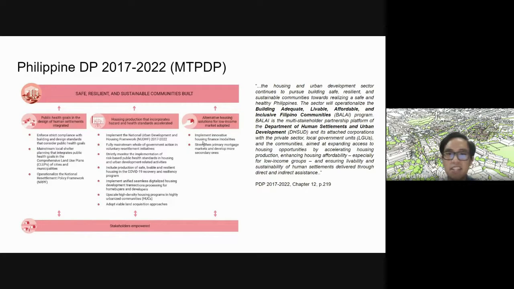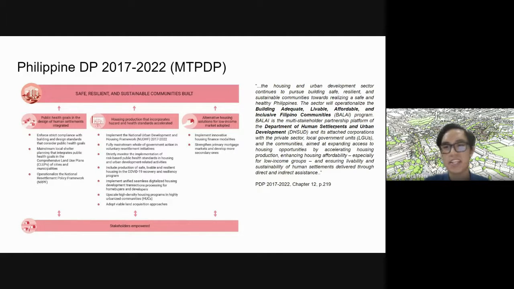Implement innovative housing finance and finance modalities. So yeah, that's good. Innovative finance modalities, but what specifically? Is it on a per month plan basis, per year plan basis? What's going on here? Strengthen primary mortgage markets and develop more secondary ones. So this is where it's starting to break down, but it's a start.